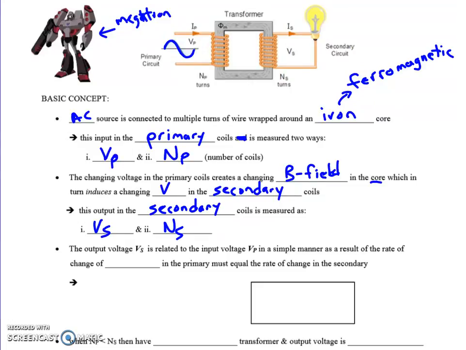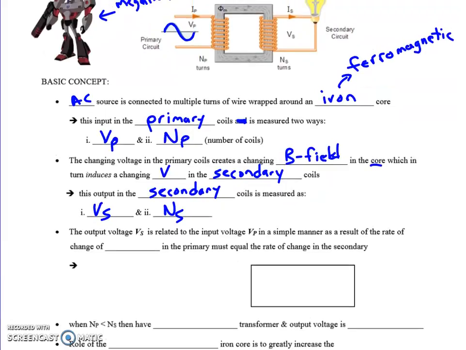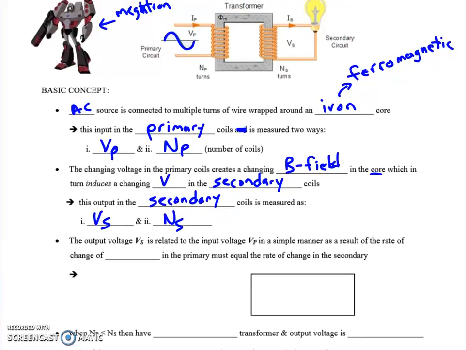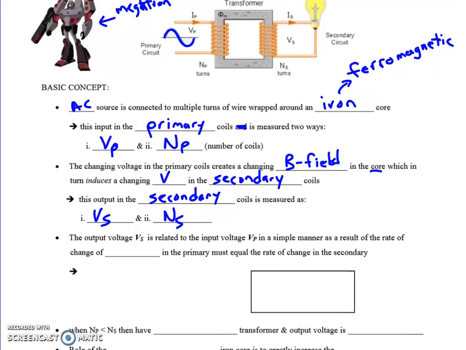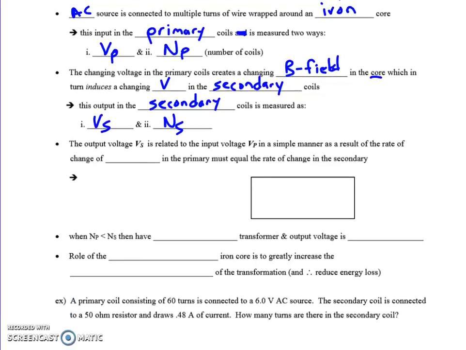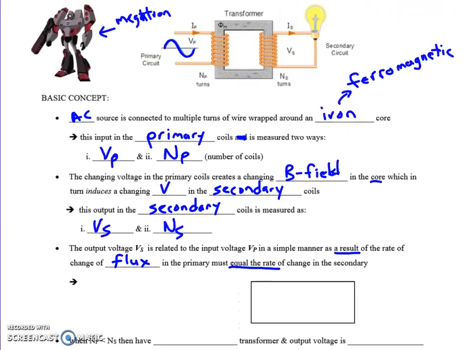So what we want to understand is what is our output compared to our input, and it's a very simple transformation. It makes sense, and it's all based on the result that the rate of change of flux in the primary must equal the rate of change of flux in the secondary. That's really the key to a transformer. If I'm creating a changing flux here, I'm going to propagate it through space. It's the same rate of change there. It's just that the output voltage can be different than the input voltage based on the number of turns.